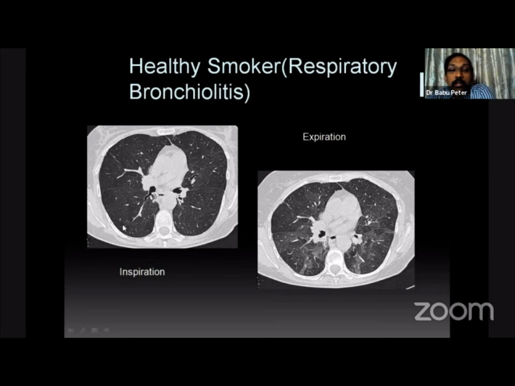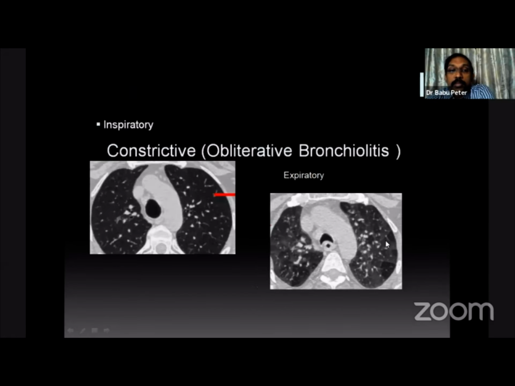So this is an inspiration image in a healthy smoker, where slight inhomogeneous lung attenuation is evident. But with expiration, you see multifocal areas of air trapping here in the expiratory image, where you see the low attenuation areas compared to the areas which show increased density. Compare the vessel caliber here; they are reduced. So this reflects mosaic attenuation with expiratory air trapping, which reflects bronchiolitis.